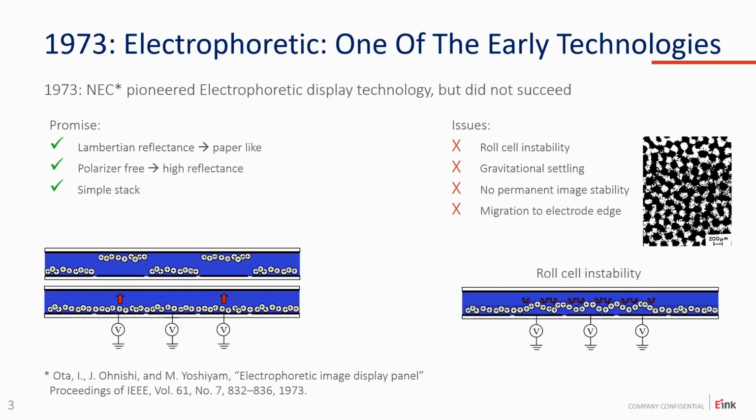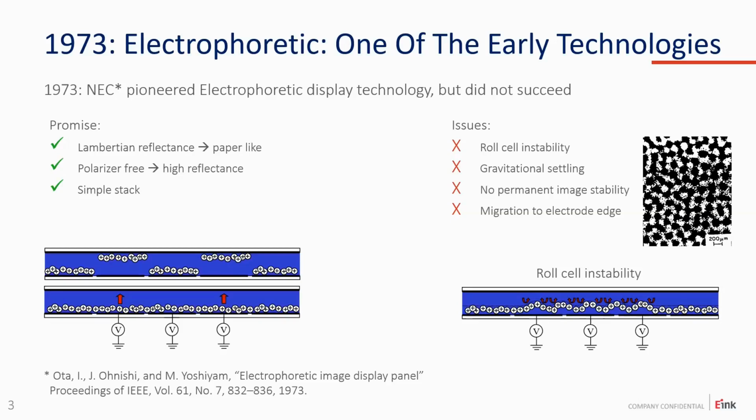And we will see later, if I compare it to LCD, OLED, other technologies, that they all use polarizers. Polarizers have one big disadvantage. They filter out at least half of the light. So when you don't need a polarizer, you typically get much higher reflectance in your panel. And it is a simple stack. So from a cost perspective, this could be an interesting proposition.